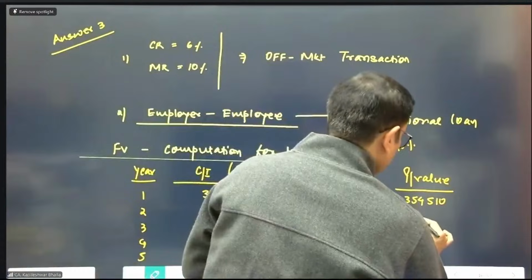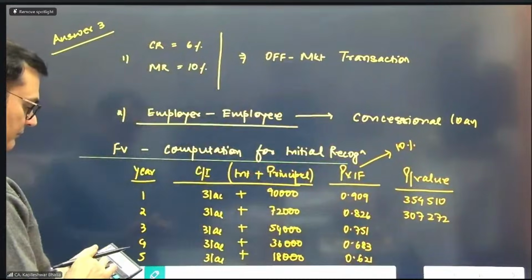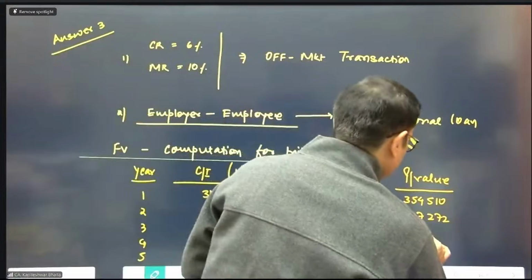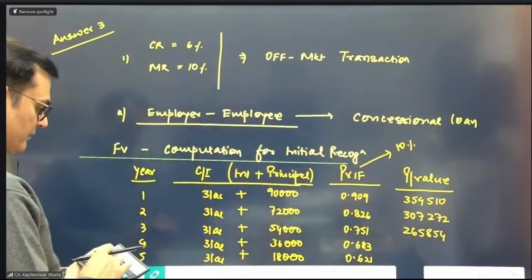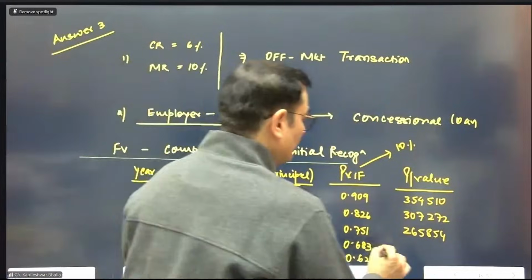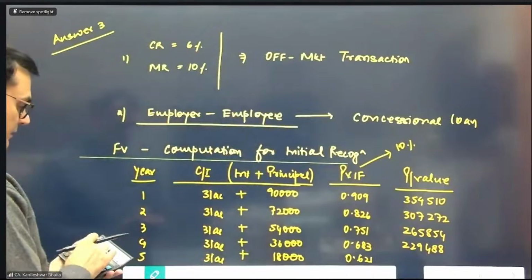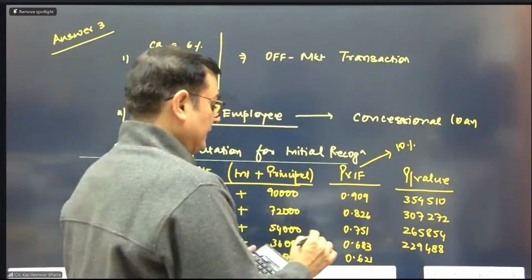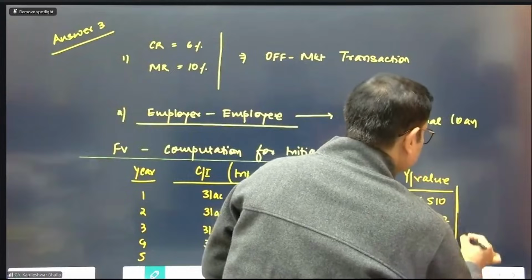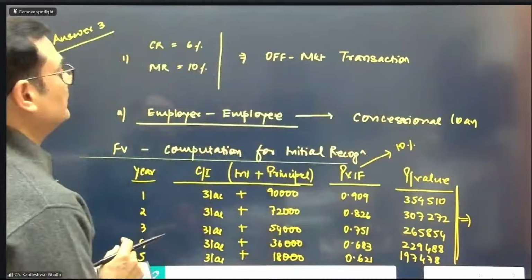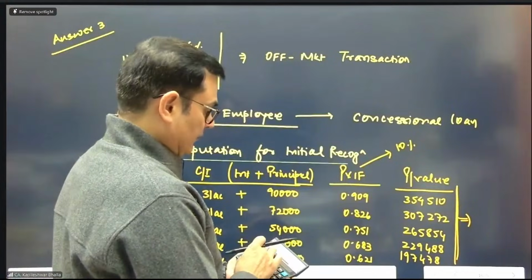This is 307,272. This is 265,854. That's 229,488. And this comes to 197,478. And just add this up. This is the fair value at the initial recognition. So let's take the sum total of this.